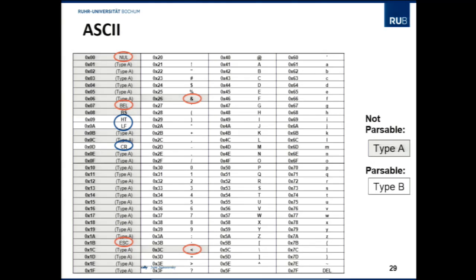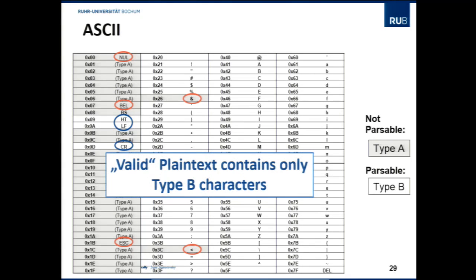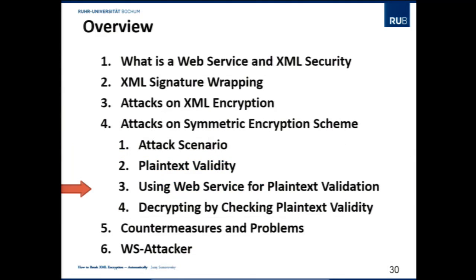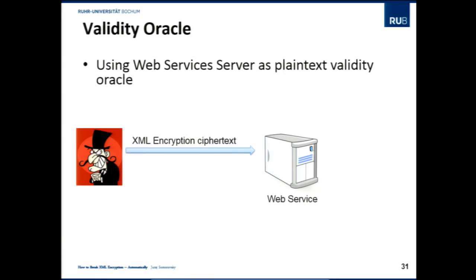And we say that a valid plaintext contains only type B characters. So it contains only characters from the alphabet, and the web service can parse only these characters. Okay. So why can we use a web service for plaintext validation?